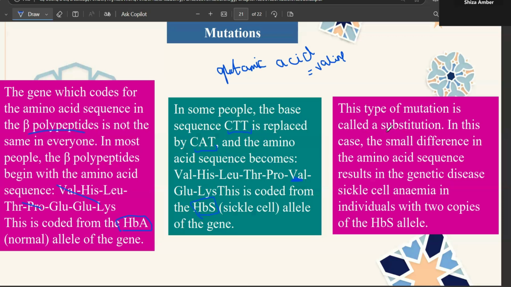And this type of mutation is called a substitution because just one amino acid has been changed, यानी from glutamic acid valine लग गया है, and the small difference in the amino acid sequence results in a genetic disease, sickle cell anemia, in individuals with two copies of the HbS allele. So this is just it. Just remember the type of mutation because it comes for 1 mark. Sickle cell anemia is a type of mutation, and which type of mutation is this? So you need to write that this is a substitution mutation. That is just a part of your syllabus. इसके अलावा there are many other mutations as well, but you need to just remember substitution. You need to remember the base sequences. You need to remember the amino acids.